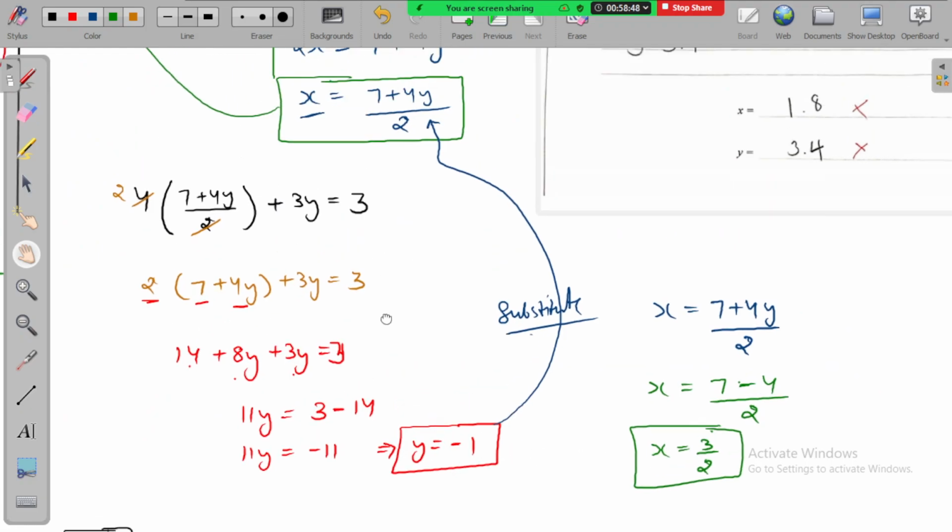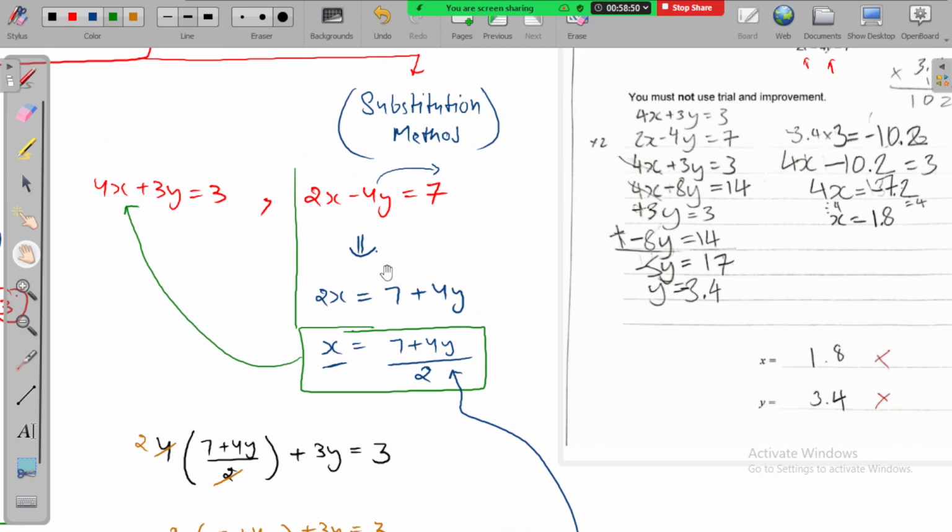So which method is easier for you? Elimination. That's up to you, whichever one you want to follow. Both are easy. You just need to do a bit more practice if you want to make one easier. The more you practice, the more habitual it will become. Any confusion? No.